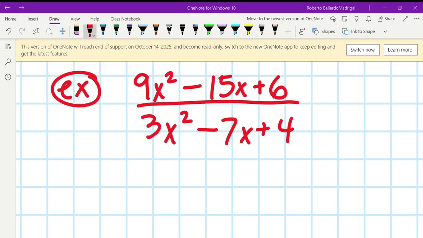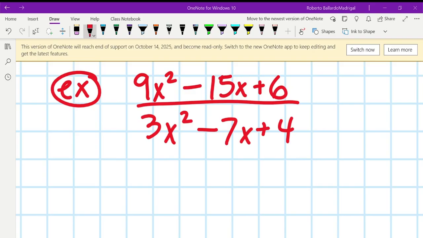Okay. So, listen up, everybody. We have two trinomials. And yes, we're going to factor. That's how we're going to solve this. We're going to factor both the top and the bottom. However, our approach is going to be a little bit different. We can't just throw the top into an Xbox method. I mean, you could, but you're going to do a lot more work than you have to.